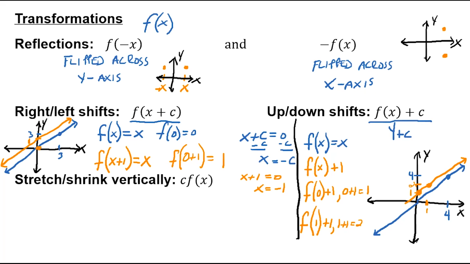and I can graph this, and you'll see that if you look at the blue line, which is my original graph, and then compare it to the orange line, which is my graph after the transformation, it has been shifted up, and in this case shifted up by exactly 1 unit.